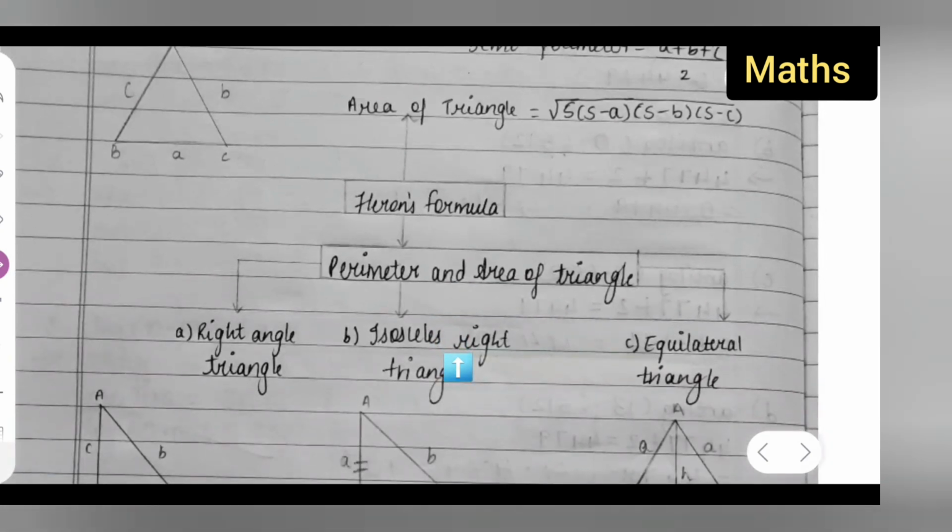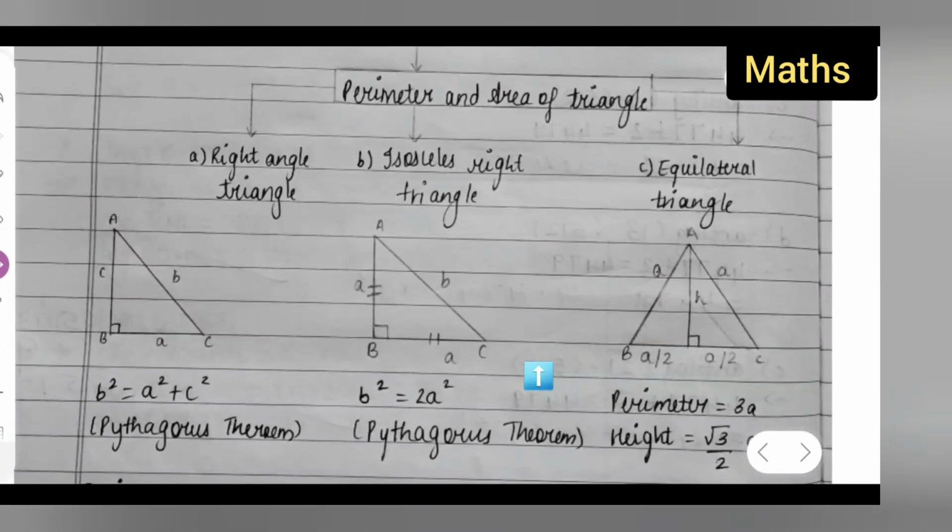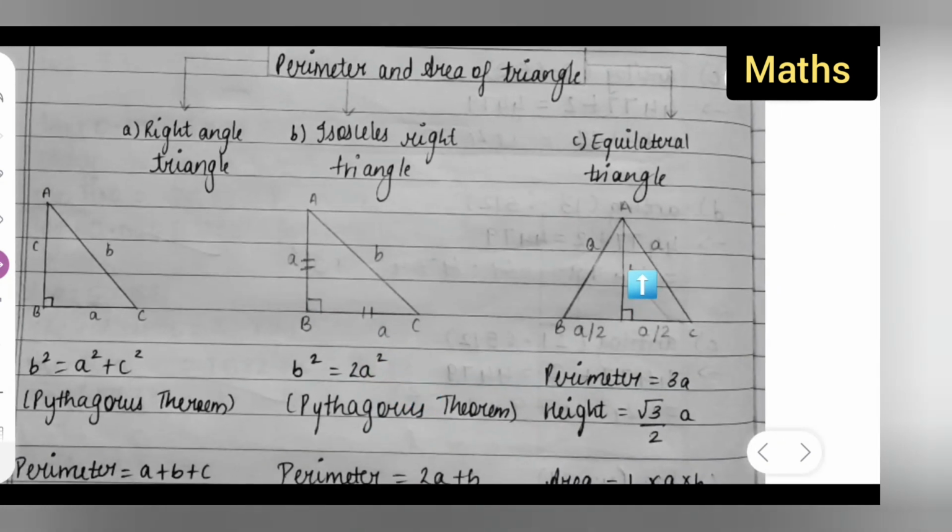Now they are divided into three parts. One is right angle triangle, isosceles right triangle and equilateral triangle. So in right angle, what will be this thing? A, B, C, here B square is equal to A square plus C square. This is the Pythagoras theorem part. Okay. Here, two sides will be equal for the isosceles triangle. Okay. So, B square is equal to twice the A square. Next will be the equilateral triangle. Perimeter will be 3A and height will be root 3 upon 2 into A.